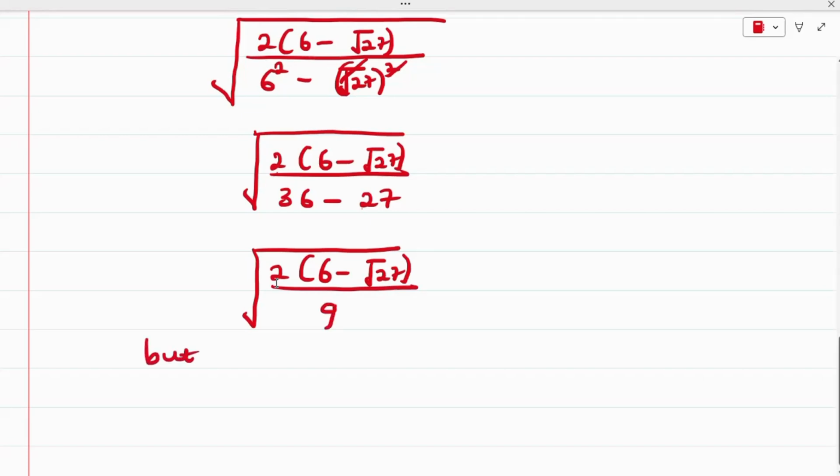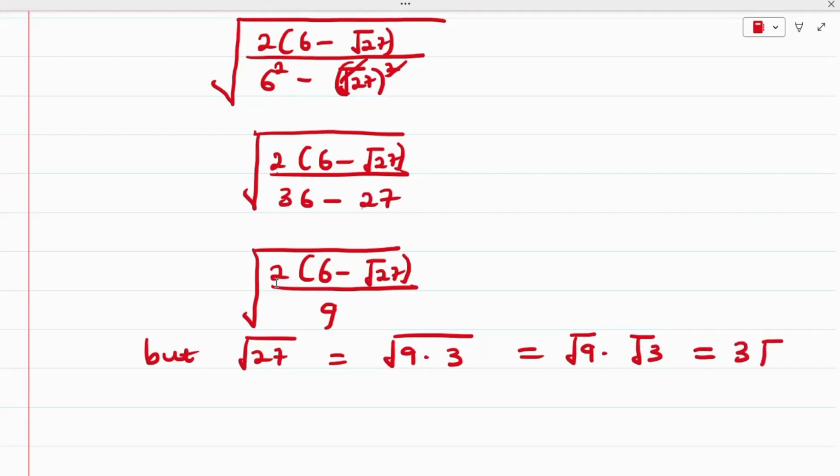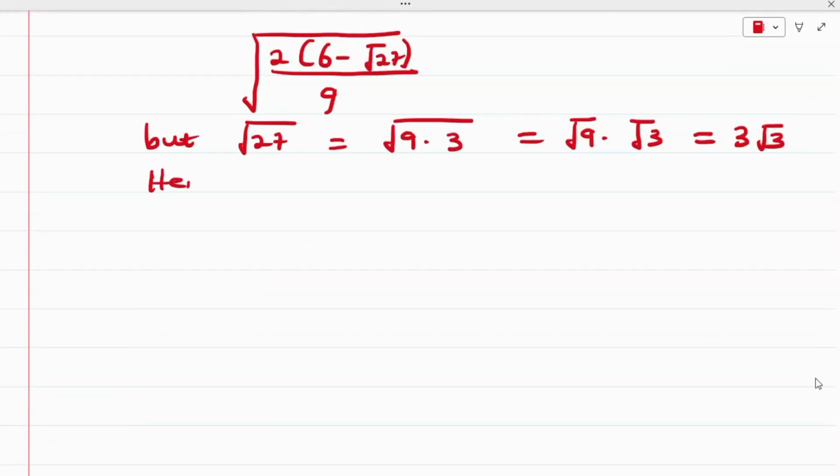But we want to simply note that the root of 27 can easily be expressed as the square root of 9 multiplied by 3, which is equal to the square root of 9 multiplied by the square root of 3, which is equal to 3 root 3, because the square root of 9 is 3. So hence, we have the square root of 2 multiplied by 6 minus, in place of root 27, we are going to put 3 root 3, divided by 9.